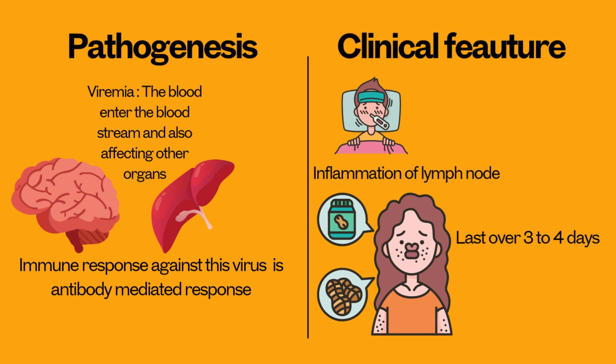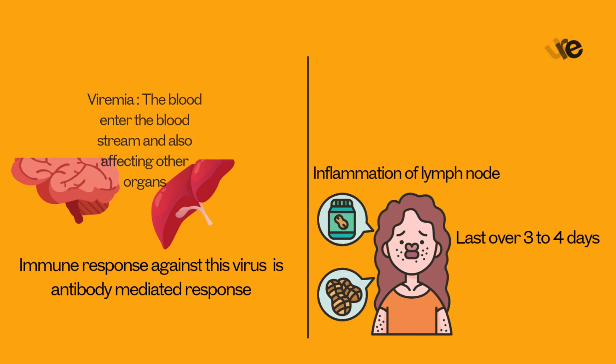Let's talk about the clinical features. So in prodrome phase, there could be mild fever, swelling of lymph nodes, and eventually there could be rashes. These rashes can occur on the face first and spread throughout the trunk and the other body extremities and last over 3 to 4 days.